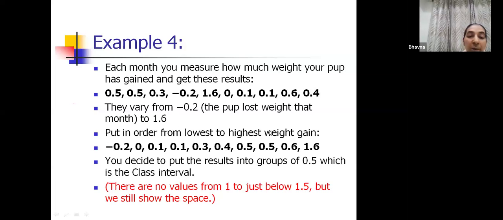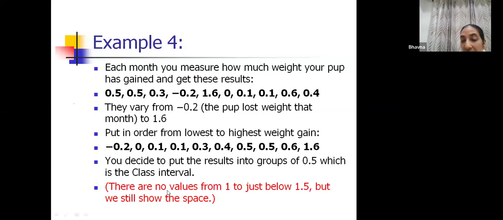Now, what do we do? We put this in order from the lowest to the highest weight gain. That is, we arrange all of this data in ascending order, starting from minus 0.2 to plus 1.6. You decide to put the results into groups of 0.5, which is the class interval. I'll show you this data in Excel also, but for right now, just for theory purposes, have a look at the slide.